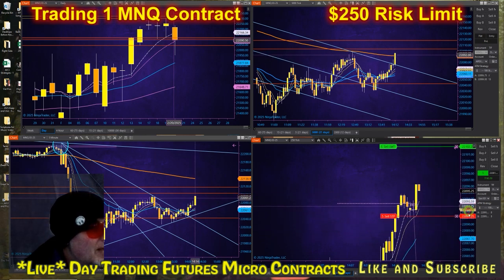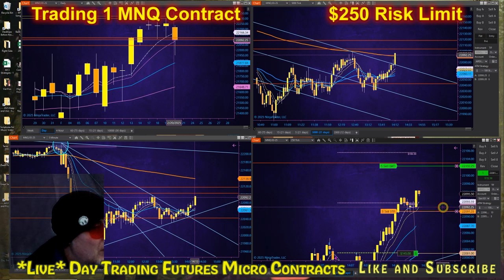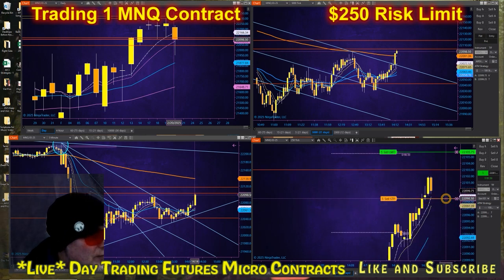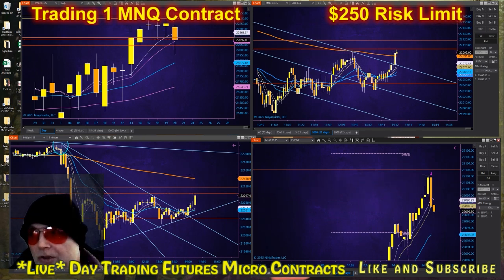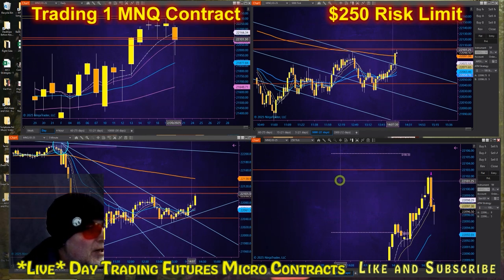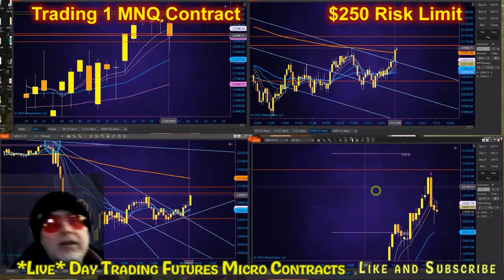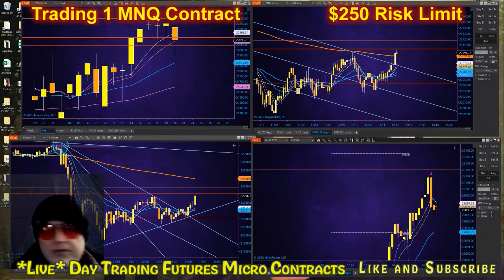There you go. Break out. Go, go, go. I'm trailing it as close as I can on this thing. Stop filled. Okay, we trailed it as far as we could until it broke. The trailing candle stopped out right there. That's great. That's our biggest trade today.